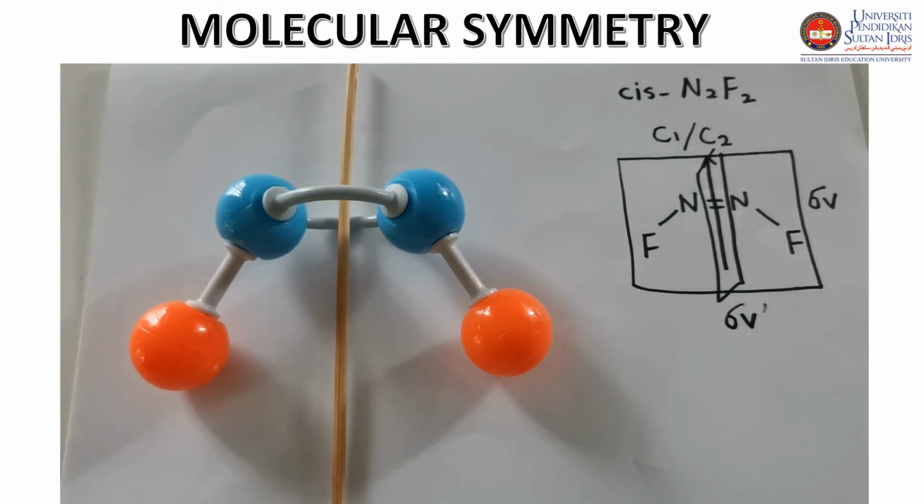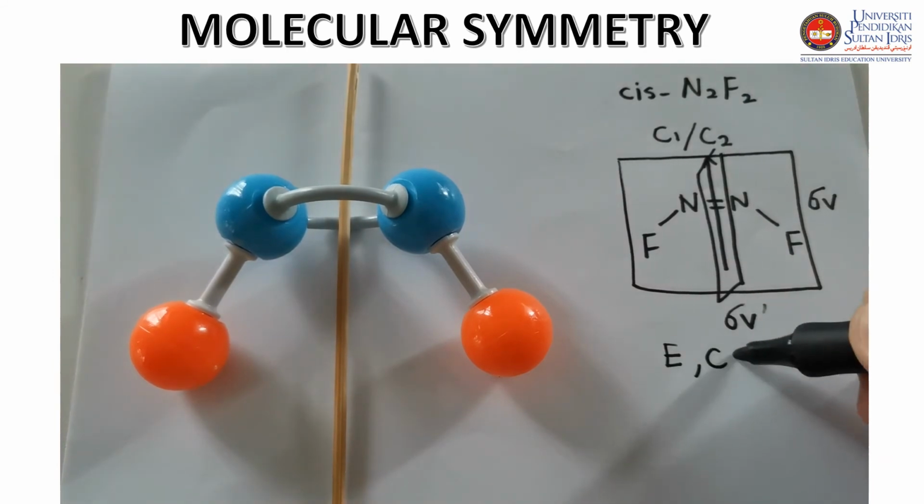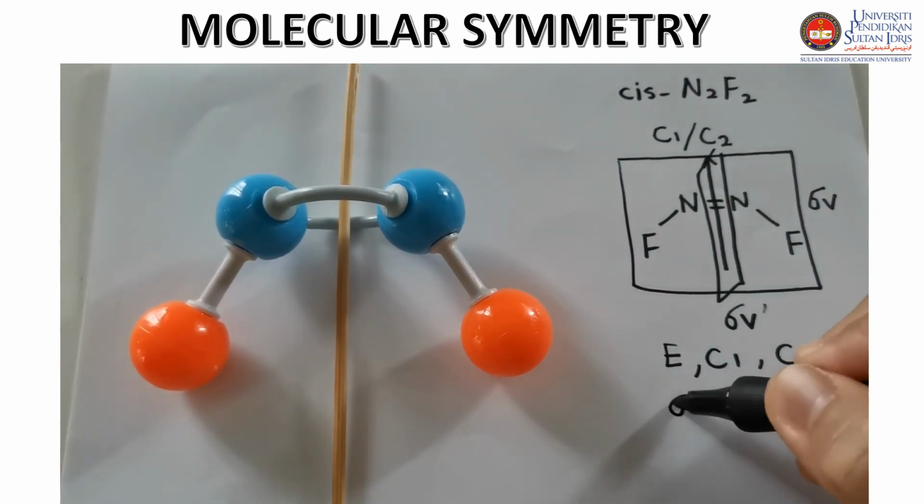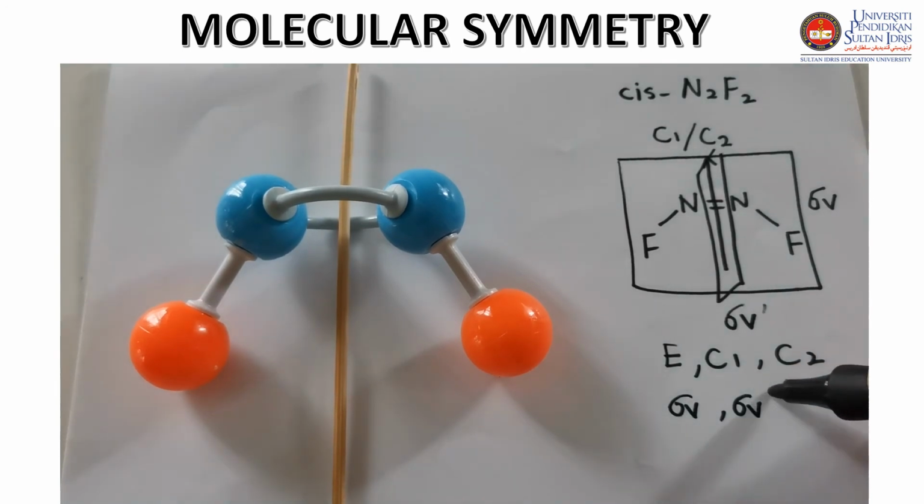So now we are going to list all the symmetry elements and operations for this molecule. So identity, yes, C1, C2, sigma V and sigma V prime. Or you can also write 2 vertical planes.